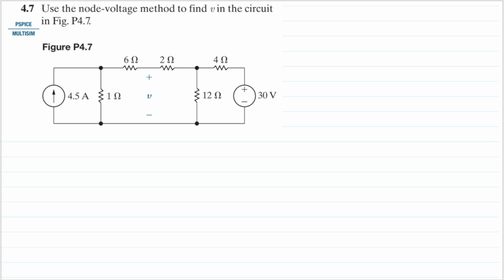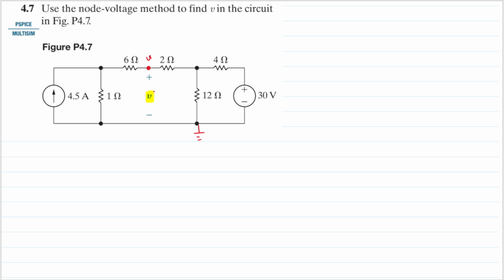Hello, my name is Ardi and we are going to solve problem 4.7 from Nilsson and Riedel book. So the question is, use the node voltage method to find V in the circuit in figure P4.7. Okay, the V is here and I think we need to set our ground node here. So the V is the voltage between the ground and this node here. Okay, so we can name this node here as node V.